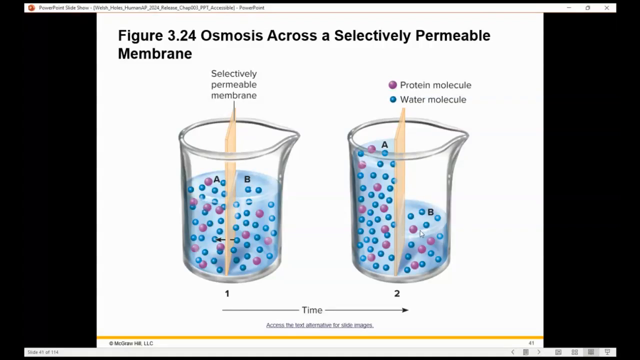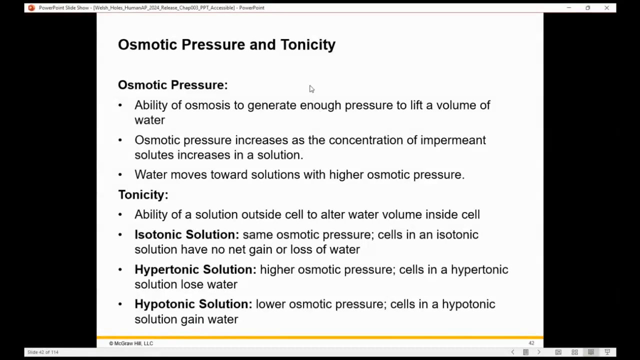It actually creates a pressure as it pushes or pulls, however you want to put it, the water through the membrane. Again, what wants to happen is for these protein molecules to move across the membrane. So generally, if this were diffusion and this membrane were permeable, the protein molecules would move towards B, but they can't move. So the only option is for water to move to the left, towards A. Now, as I said, a pressure can actually develop as a result of this. That's osmotic pressure. That's the ability of osmosis to generate enough pressure to lift a volume of water. Osmotic pressure increases as the concentration of impermeant solutes increases in a solution. And water moves towards solutions that have the higher osmotic pressure.